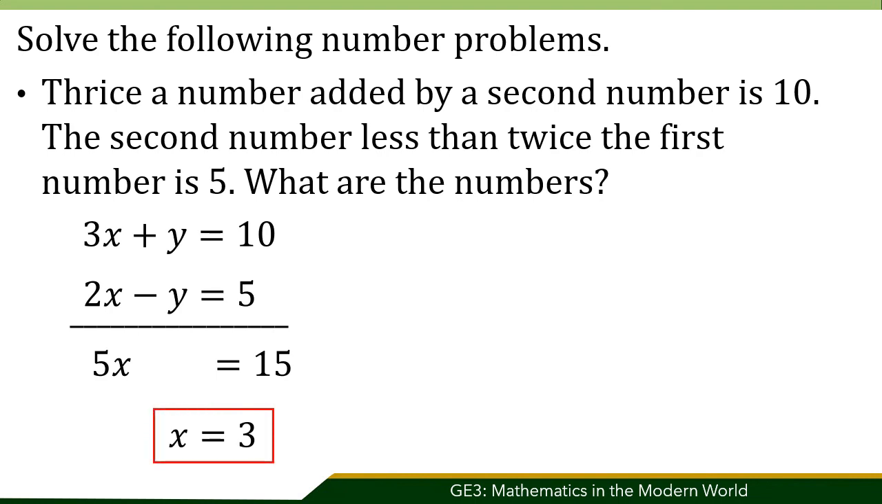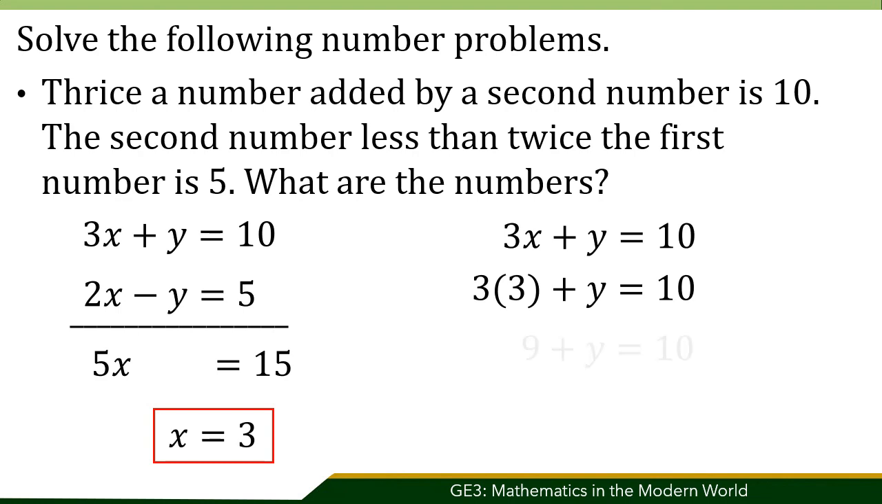To solve for the second number, choose an equation between the two given equations. So here, let us make use of the first equation again. 3x plus y equals 10. Substitute the value of x, which is 3. We're going to have 3 times 3 plus y equals 10. So 9 plus y equals 10. Transpose 9. 10 minus 9 is 1. So we'll have y equals 1. So y is our second number.